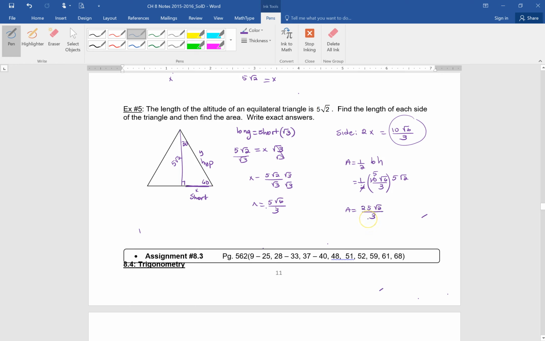How did you cancel the 2? Oh, the 10. Right? Oh, but this is so much fun. So what did you do with the radical 6? Huh? Well, how much is y? 2 times x, which is what? And that's the same as the side, right? Because once you found one side, this is an equilateral triangle.